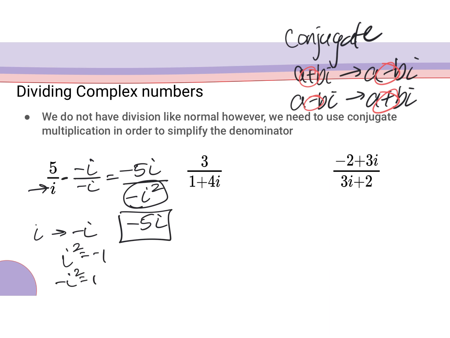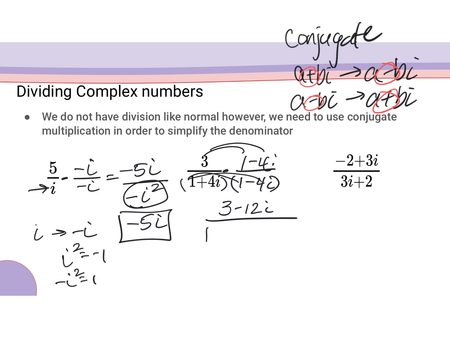So let's do our next one, 3 over 1 plus 4i. So I'm going to multiply by 1 minus 4i, because that's my conjugate. I'm going to distribute the 3, so I get 3 minus 12i. Now, in the denominator here, we're going to use the distributive property. I'm going to do it once, but I'm not going to do this again, or distribute all the terms. 1 times 1 is 1. 1 times negative 4i is negative 4i, positive 4i, and then this becomes negative 16i squared.